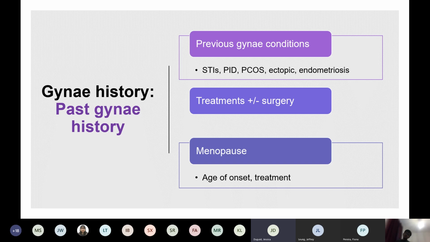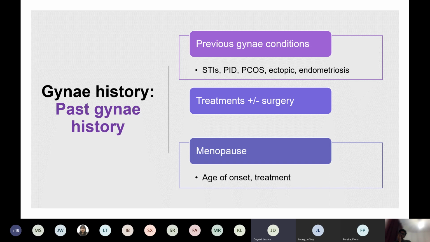If they do, you want to ask about how it's treated, because you need to know what they've been treated with and has it worked. You also then want to ask about surgeries, if they were treated with surgery, because as I heard before, surgery can cause adhesions, and adhesions are important in causing other gynae complications. So just make sure you ask about treatment and surgery.